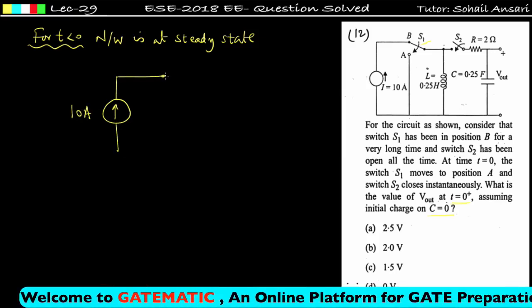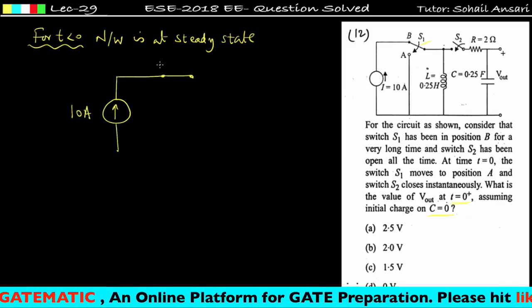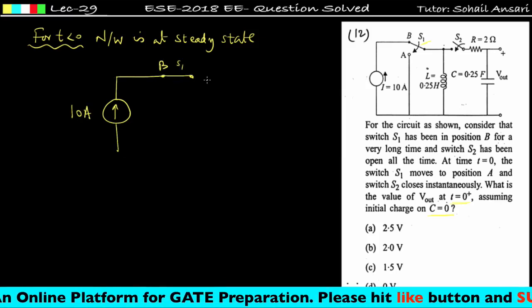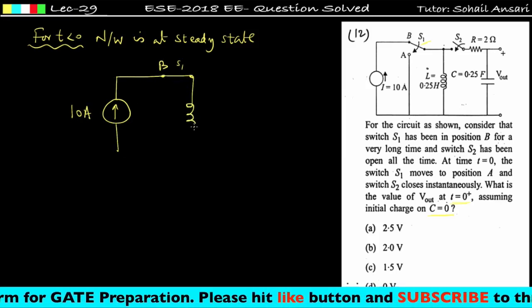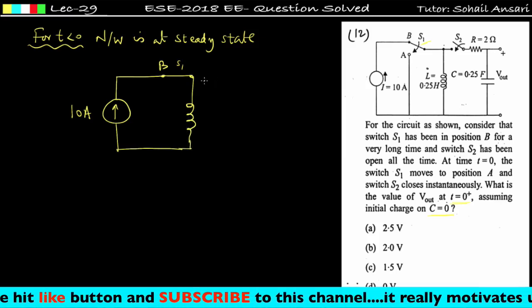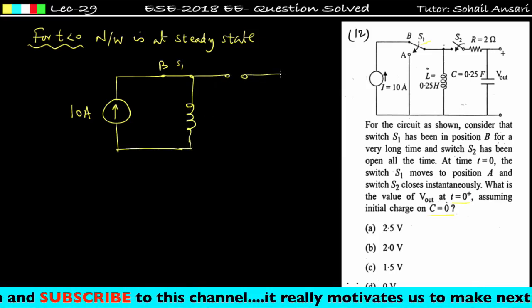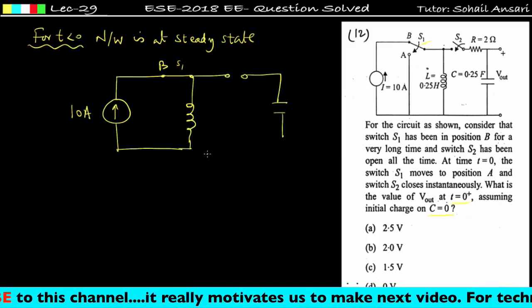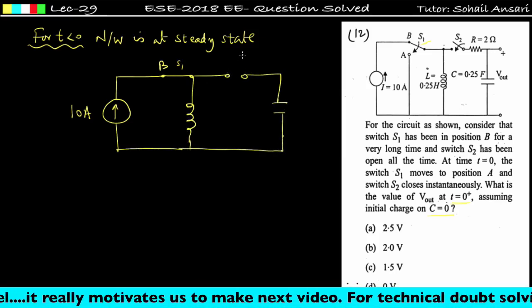Now this is point B, and S1 is connected at B, and now this inductor is connected like this, right? And this is open circuit. This is capacitor. For t less than 0, switch S2 is open.